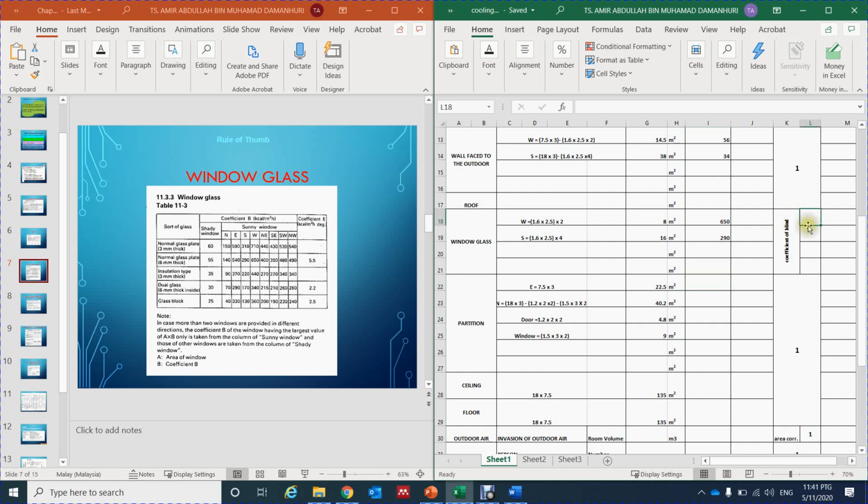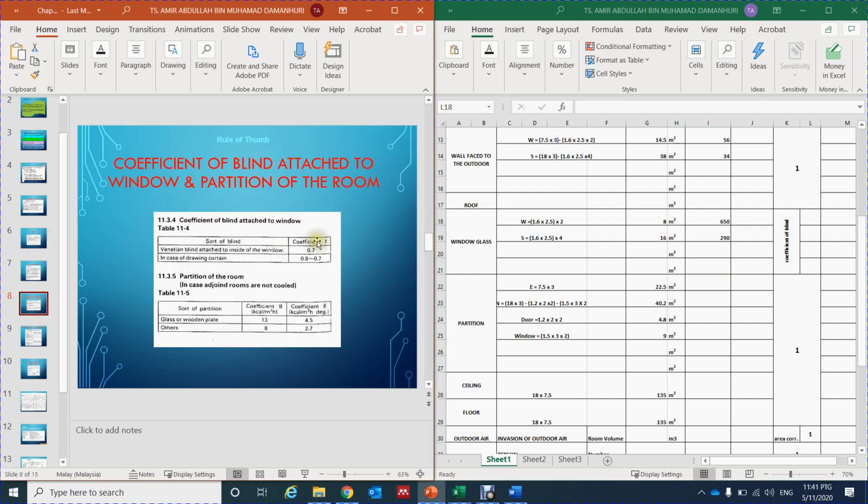So yeah, don't forget the coefficient of blind here. The next one is the coefficient of blind. It has the blind ventilation blind attached to the inside of the window, so the coefficient that we have to put here is 0.7. In case they have stated they have a drawing curtain, we can put either 0.8 to 0.7. So now the coefficient here we put 0.7 because it has a blind, so this one also 0.7 here.